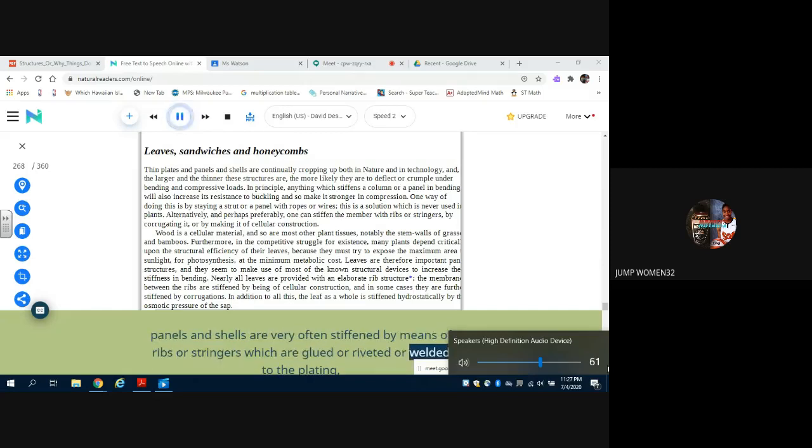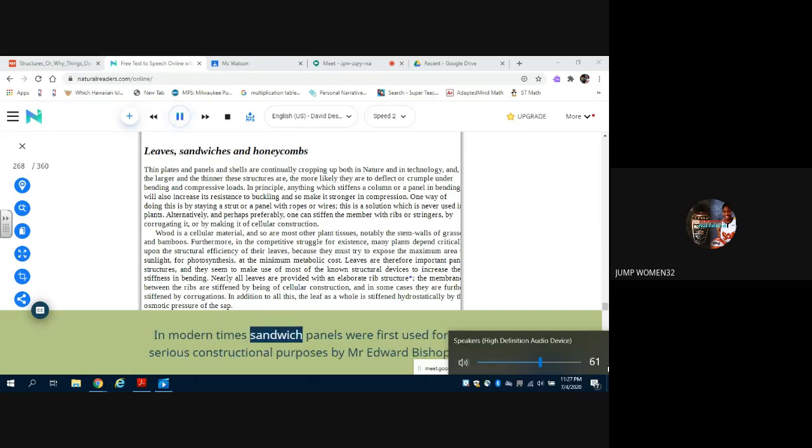In engineering structures, panels and shells are very often stiffened by means of ribs or stringers which are glued or riveted or welded to the plating, though this is not always the lightest or the cheapest way of doing the job. Another way of tackling the problem is to make the shell plating in two separate layers which are then spaced apart by being glued to some kind of continuous support, usually made as light as possible. Arrangements of this kind are called sandwich constructions.